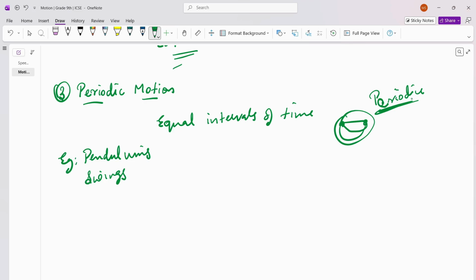Okay, so far we have gone through the definition of motion, types of motion, with examples.